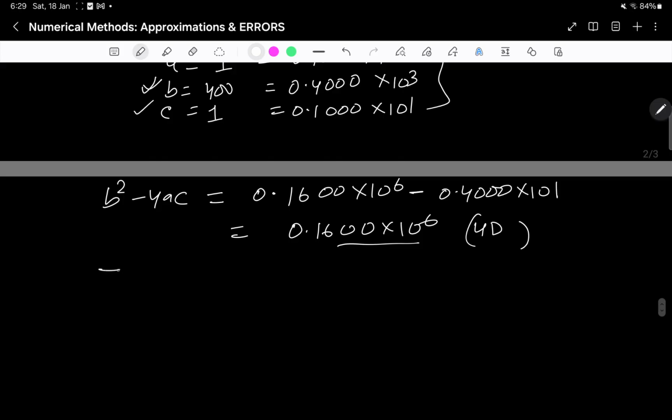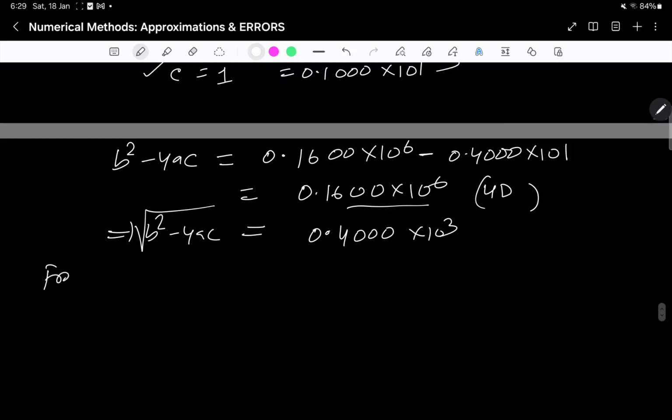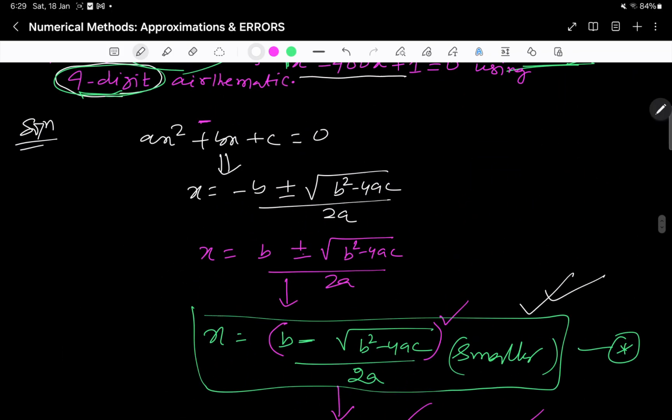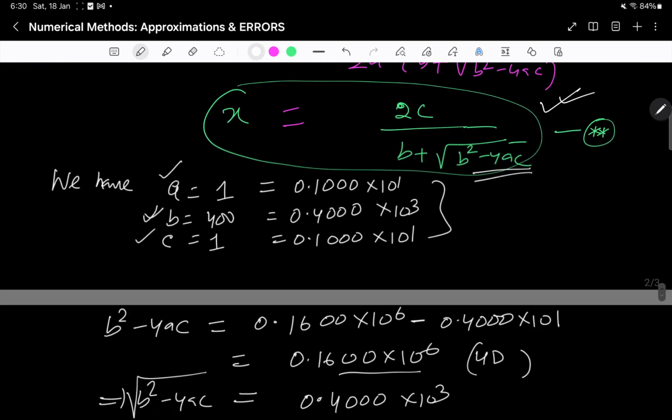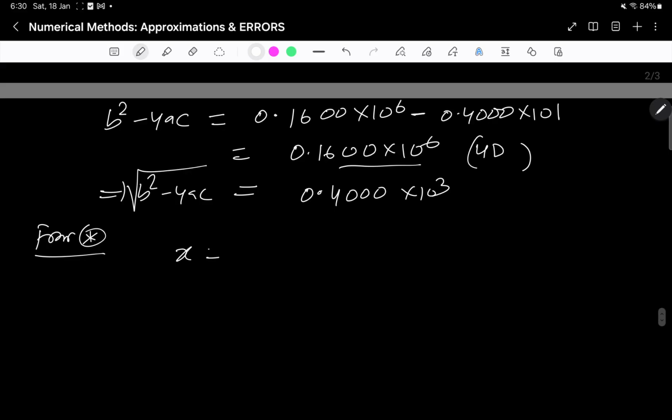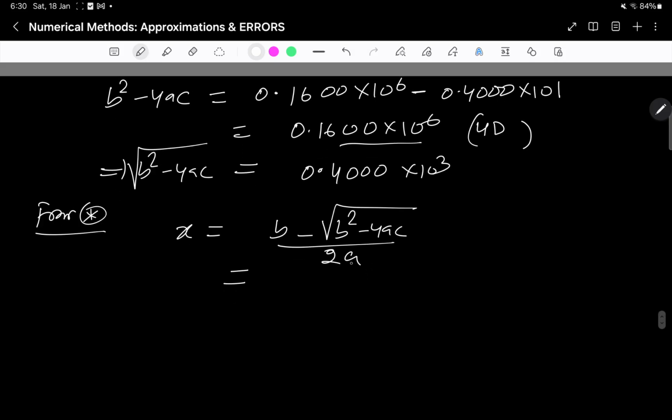So now if I take this root of b square minus 4ac, then this will be 0.4000 into 10 to the power 3. Now in view of star, here x is equal to the smaller root, b minus root of b square minus 4ac by 2a. In view of star, x will be b minus root of b square minus 4ac by 2a. I substitute these things, so I will get simply 0.0000.